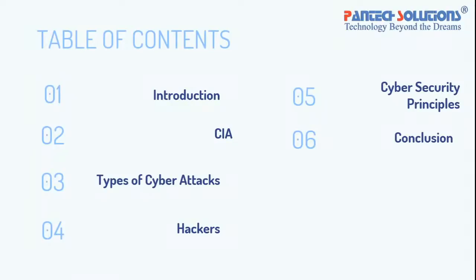In this session we are covering this table of contents: introduction, what is CIA, types of cyber attacks and hackers, about hackers, and cyber security principles, and not only principles but also cyber security policies, cyber security standards, digital signature, and the security tools we want to use. Some subtitles will be there, we will see about that, and then the conclusion. So these are the table of contents we are covering in this session. Let's enter into the session with the introduction.